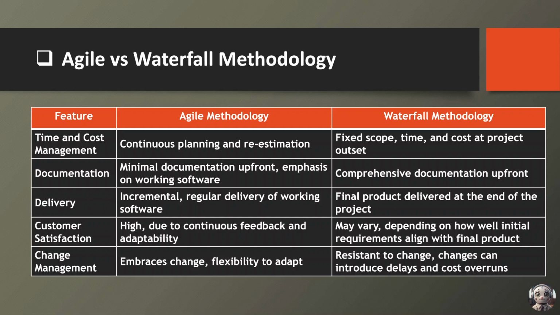Time and cost management also differ between the two methodologies. Agile methodology allows for continuous planning and re-estimation, enabling teams to adjust priorities and resource allocation as needed. This flexibility helps manage uncertainties and optimize resource utilization.